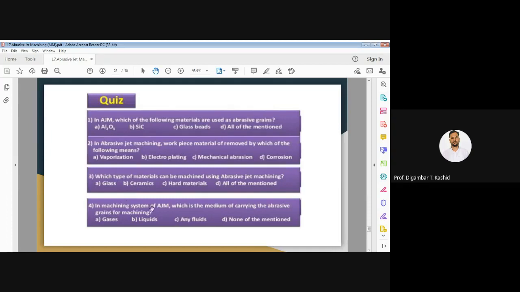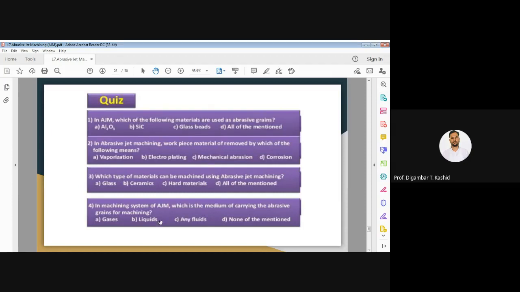In a machining system of abrasive jet machining, which is the medium of carrying the abrasive grains for machining? I repeat, in a machining system of abrasive jet machining, which is the medium for carrying the abrasive grains? Option A, gases, liquid, or any fluid. Which option is correct?